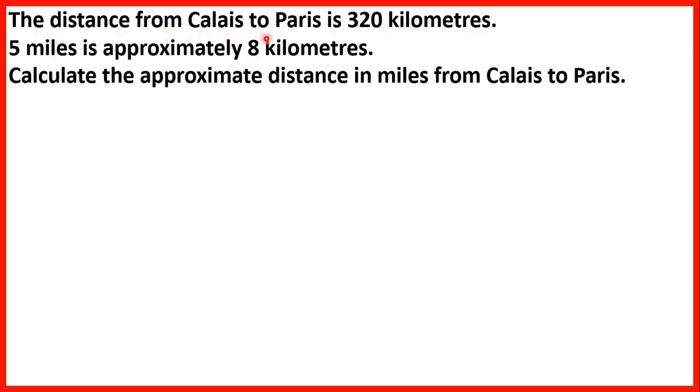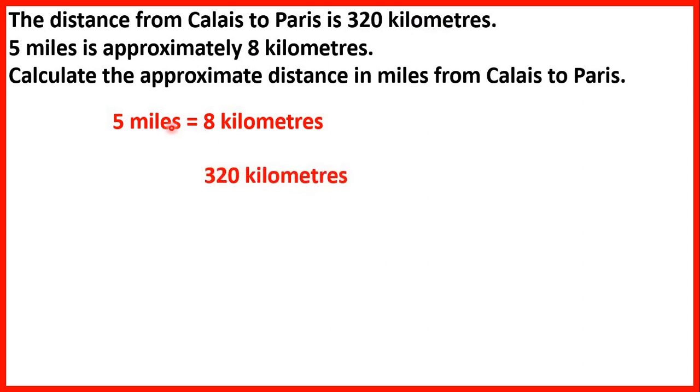The distance from Calais to Paris is 320 kilometres. 5 miles is approximately 8 kilometres. Calculate the approximate distance in miles from Calais to Paris. So we can start by writing down what they've told us is the same. So they've told us that 5 miles is approximately, so about, 8 kilometres. And they've given us a number of kilometres, so 320 kilometres, and asked us to work out how many miles that is. So we need to think 8 times what is 320.